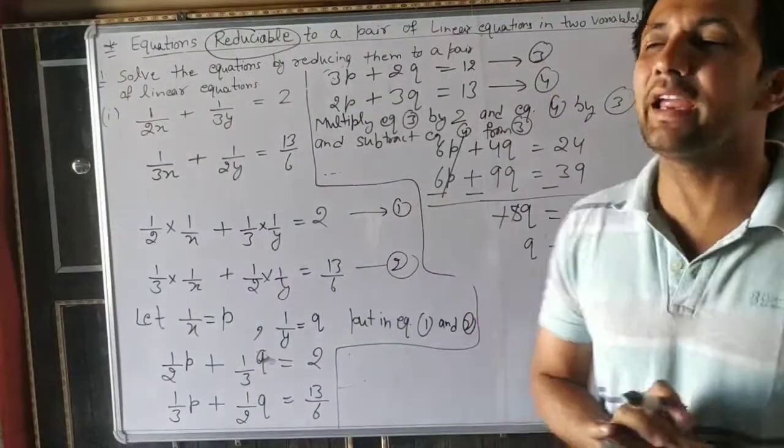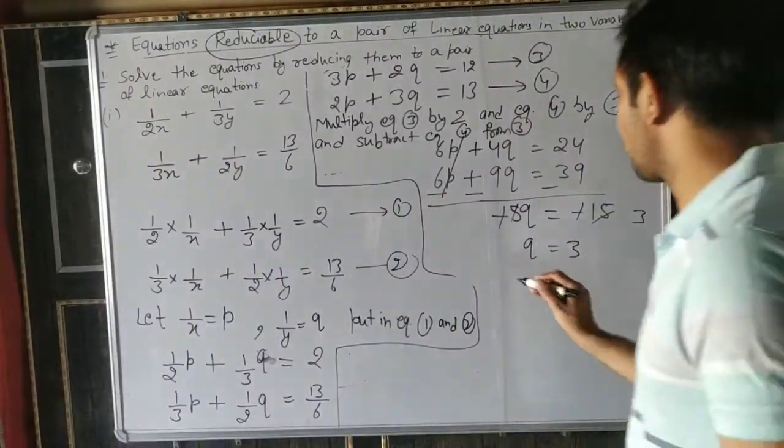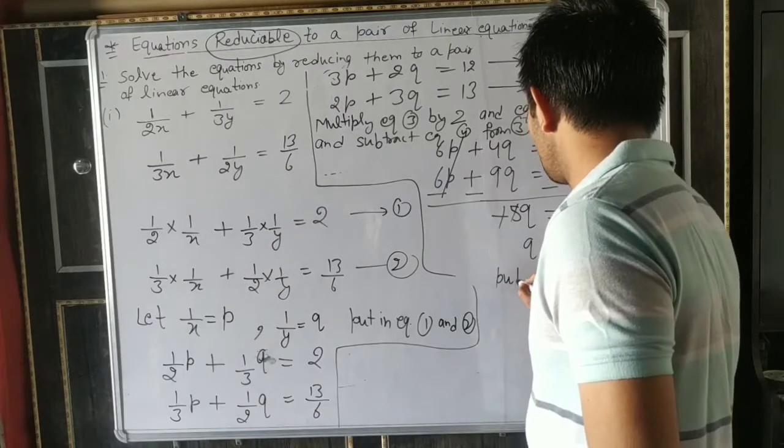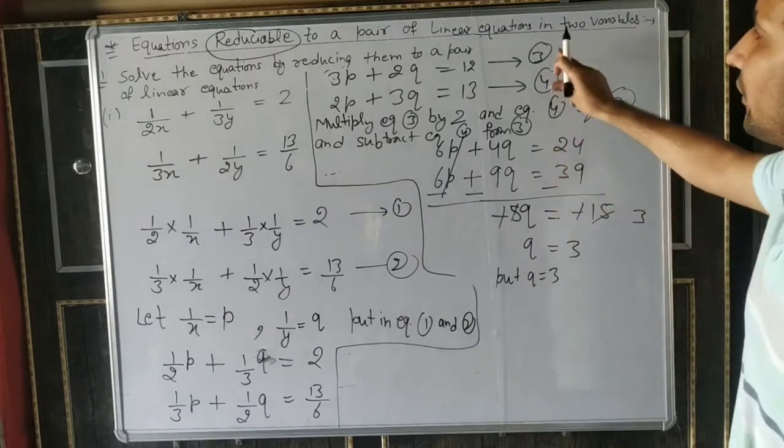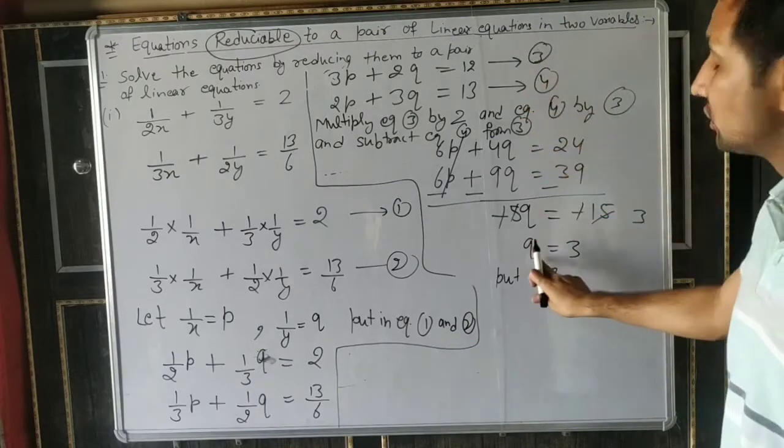Now we have to find the value of p. So we will put q equal to 3. In which equation? In equation 3 or 4, because we are using the q value.